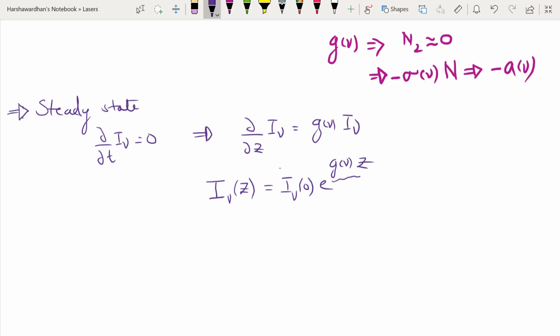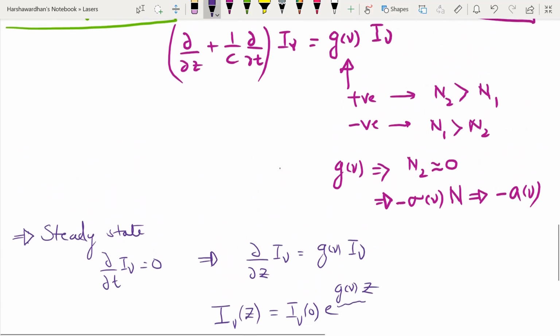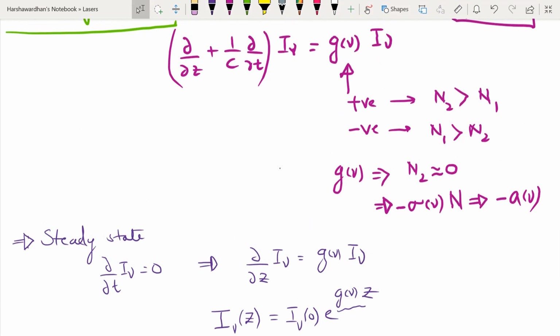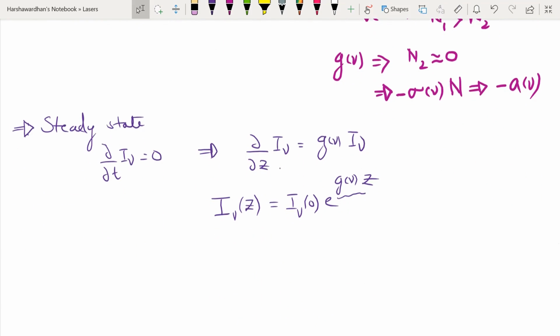Now, it might appear to us that this g(ν) is truly independent of the intensity, but it is not true. You will see that because N2 and N1 themselves are dependent on intensity, this g(ν) is not really a gain coefficient that remains constant, but it actually depends on intensity, and the gain sort of saturates. And we will come to that discussion later. But at the moment, let us understand what is the role played by such a coefficient.